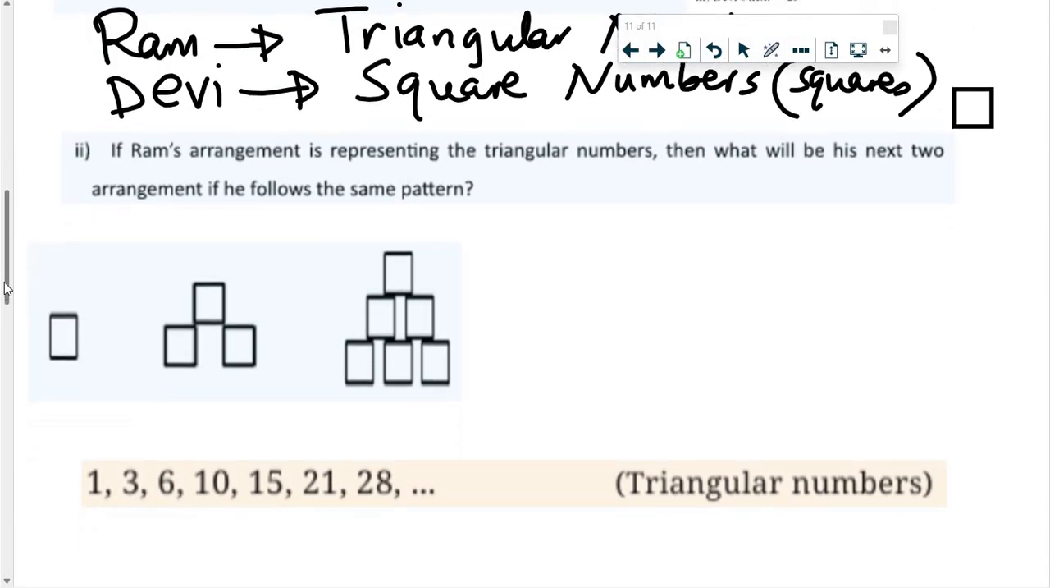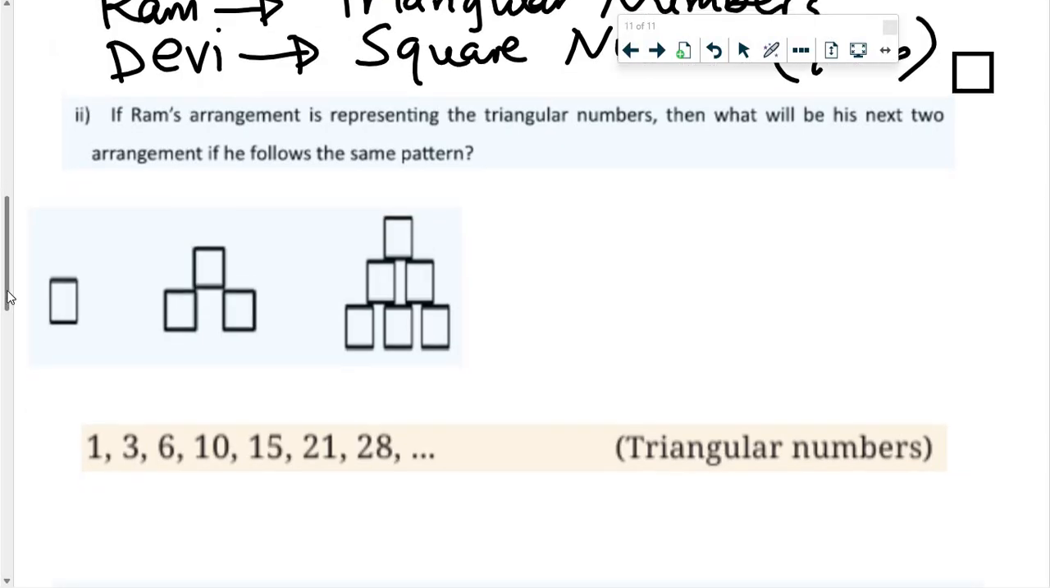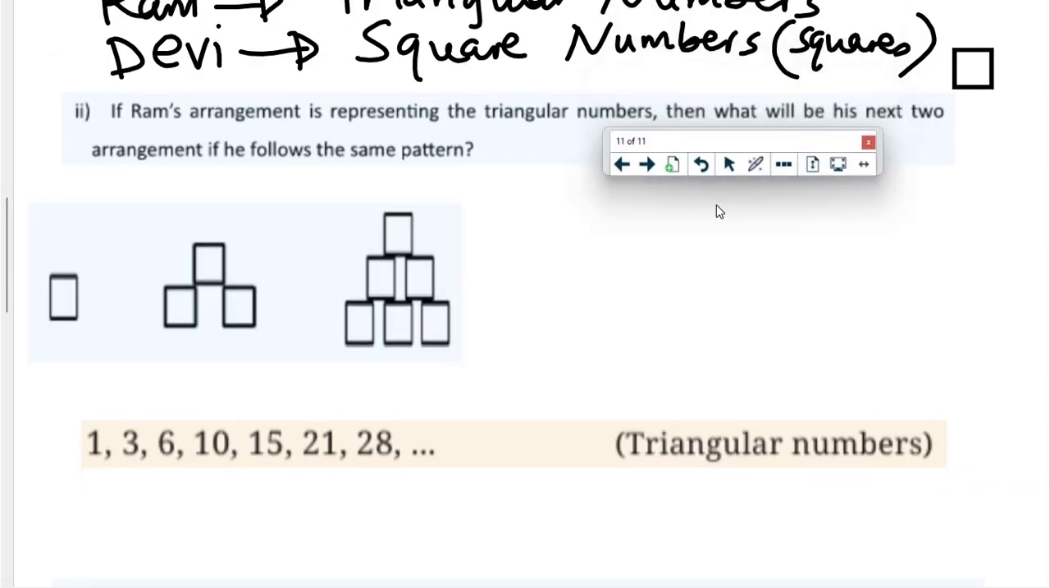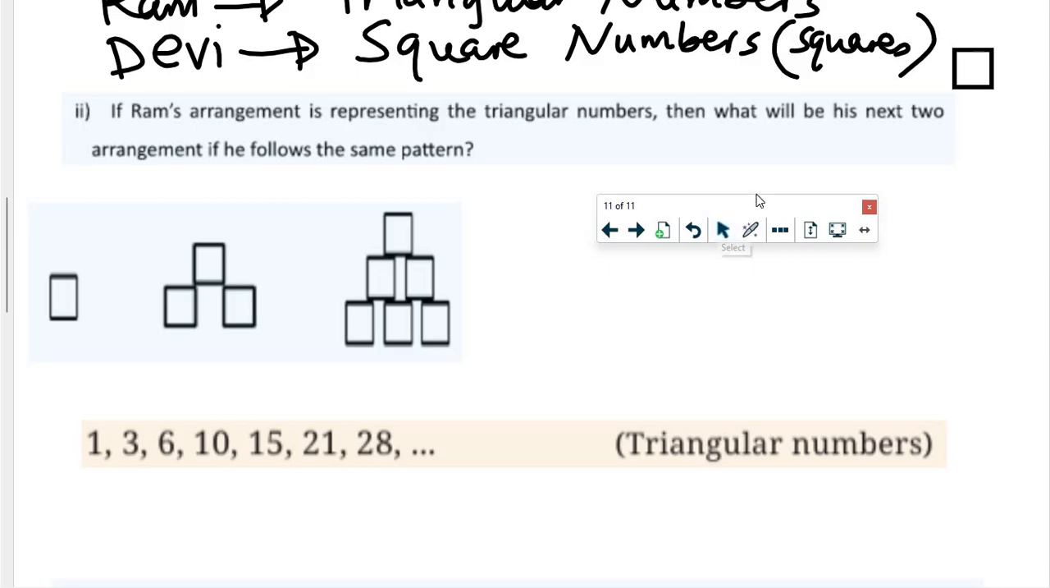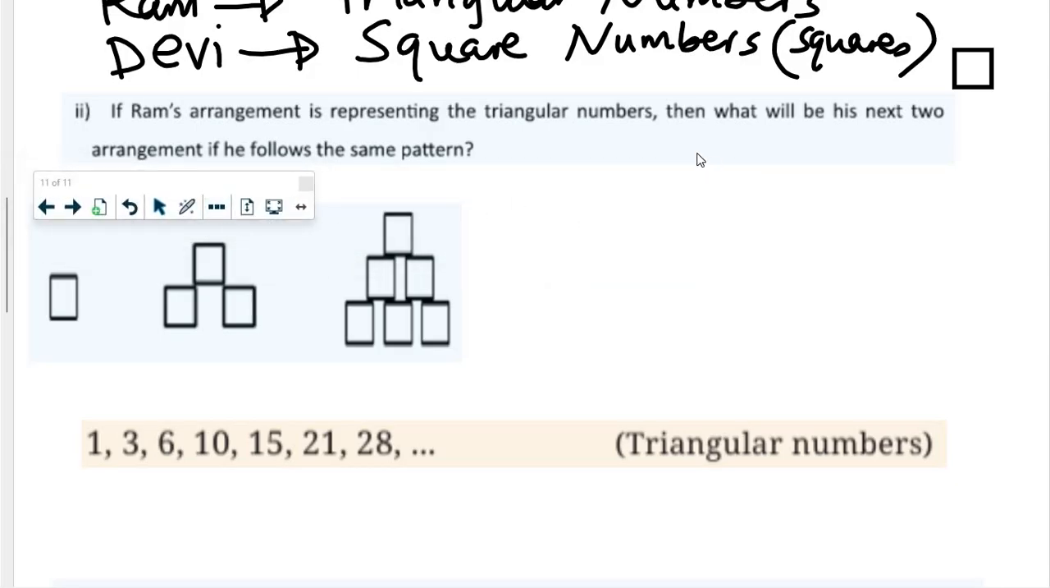Now, the next question. If Ram's arrangement is representing the triangular numbers, like how we said, then what will be his next two arrangements if he follows the same pattern? Simple. Look at the foundation here. You have only one square. Look at the foundation here. 2 squares and 1 on top. Look at the foundation here. 3 squares. So the next number will have 4 squares in the foundation.